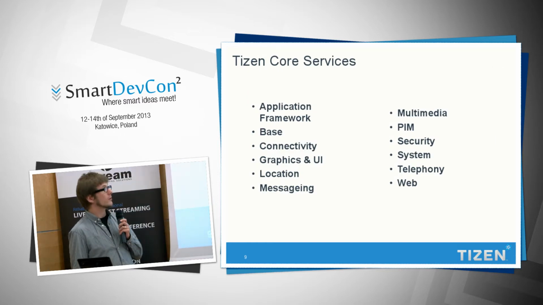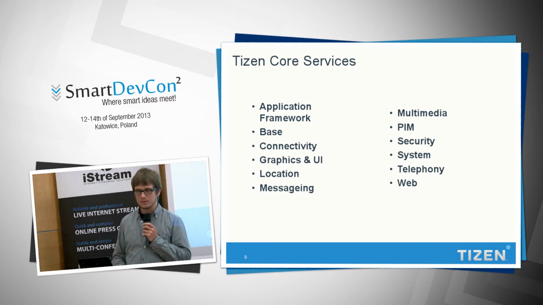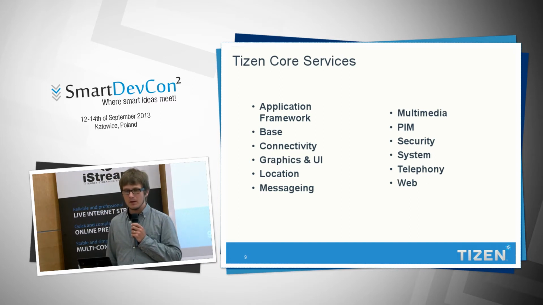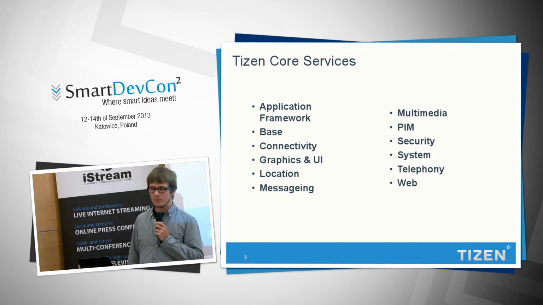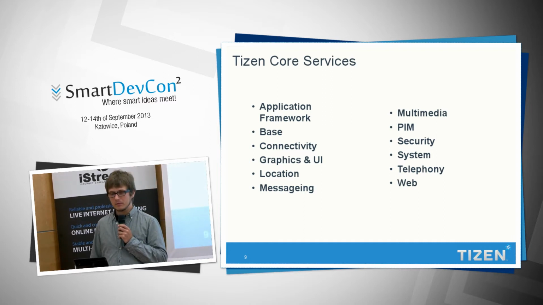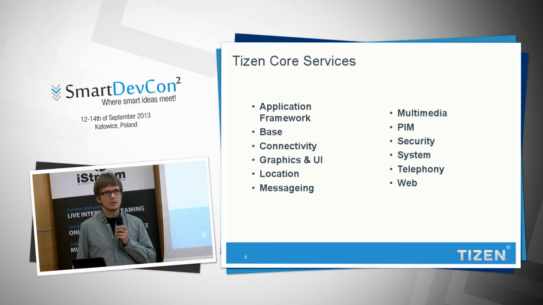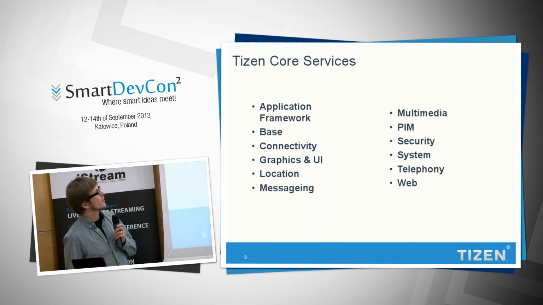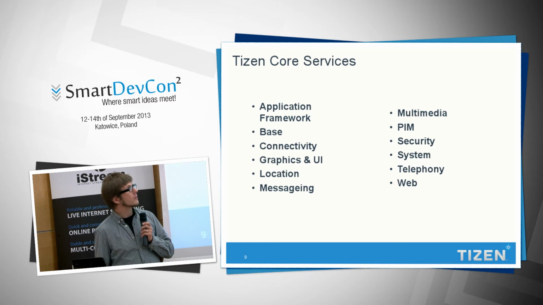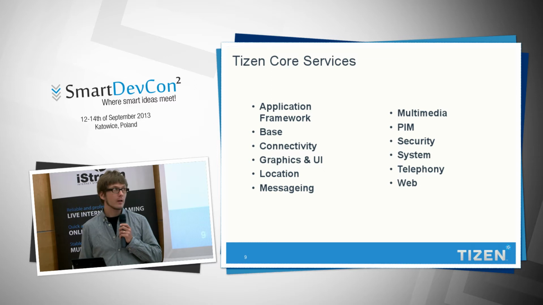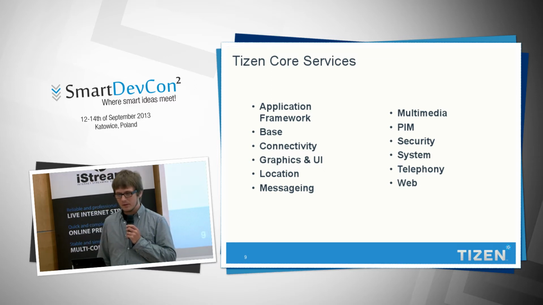The core layer consists of the following domains, we say. These are application framework, base package, network and connectivity, graphics and UI, location services, messaging, multimedia, PIM, security, system, telephony, and web. I think it's in alphabetical order, so if something is more important than something else, I just didn't consider it.